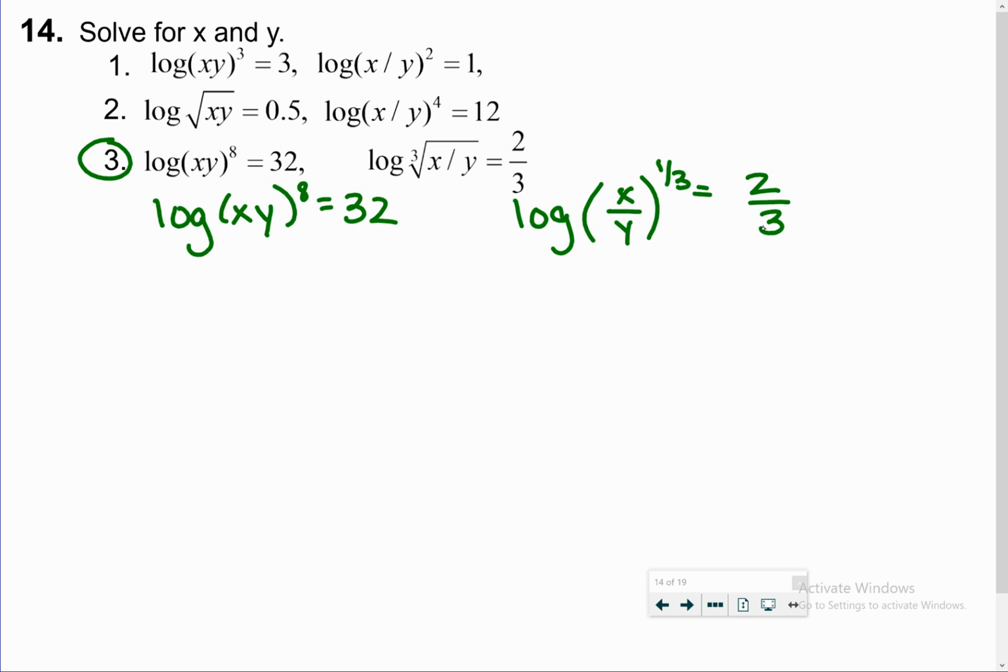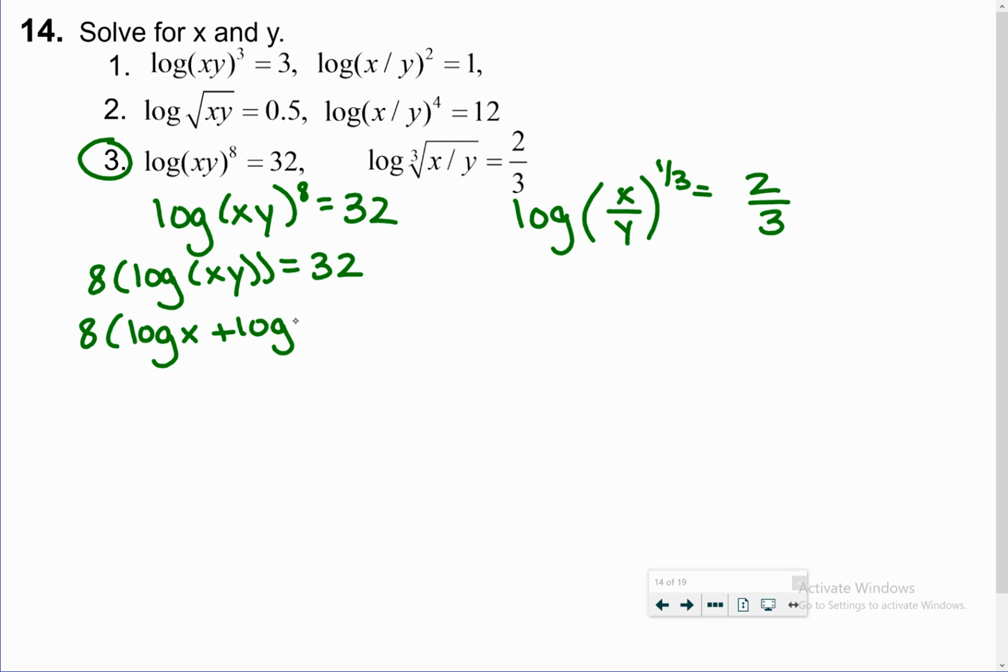I want to be able to eliminate a term, either an x or a y. It's difficult to do that right now because there's so much happening. So I am going to expand just to separate my terms and get my x away from my y so we can eliminate something later. All right, so what can I do to expand the one on the left? Move the 8 down. And then because the x and the y are multiplied, I can separate that into what? Addition.